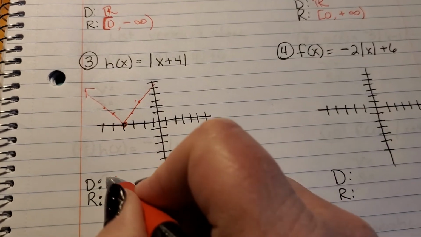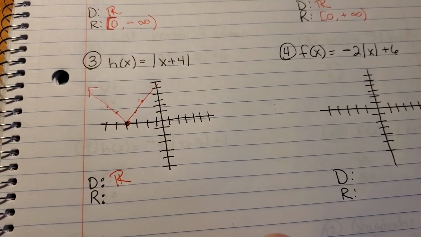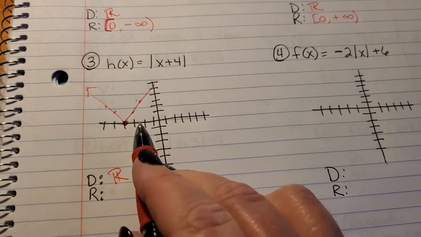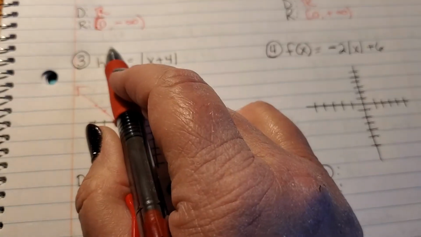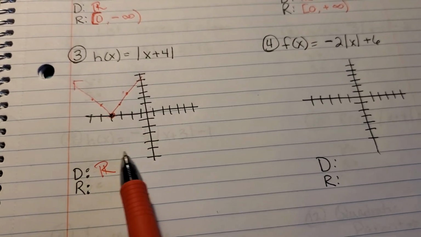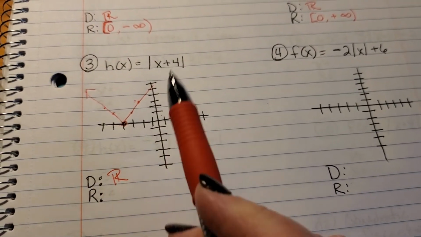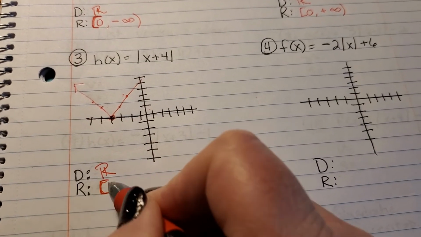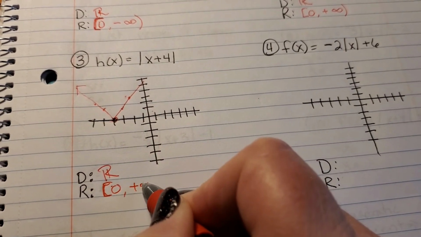And again, our domain, all real numbers. And our range, even though it's shifted to the left, it's still at 0 on the y-axis. So it's still going to be 0 and everything above it, right? Because again, there's nothing going on down here. So that means it's going to be a bracket, 0 to positive infinity.